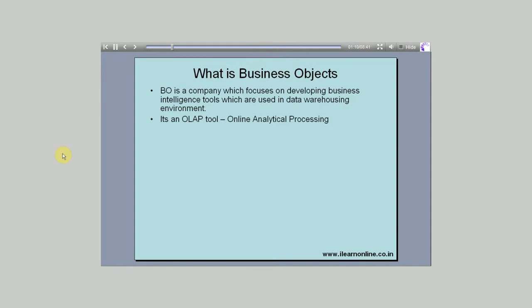The next thing we'll talk about is what exactly Business Objects is. It's an OLAP tool. So what does OLAP stand for? It stands for Online Analytical Processing.